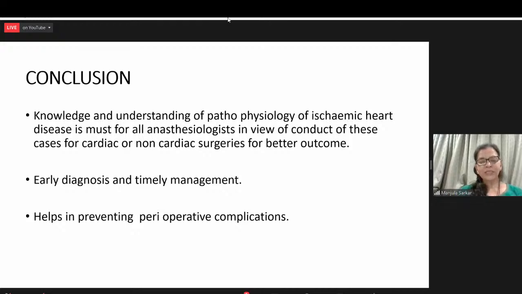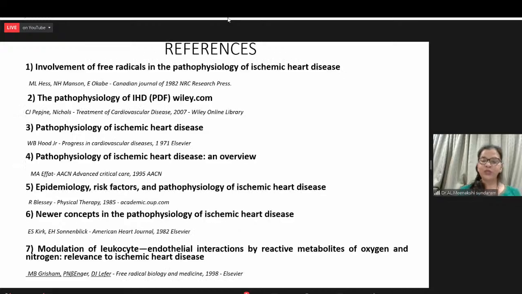And cardiac anesthesia doesn't mean that we are doing the case only in the cardiac theater. It means that any cardiac patient is coming for any surgery and you are dealing with that patient. And if you know the pathophysiology, I'm sure your conduct of anesthesia is going to be better and the outcome will be better.